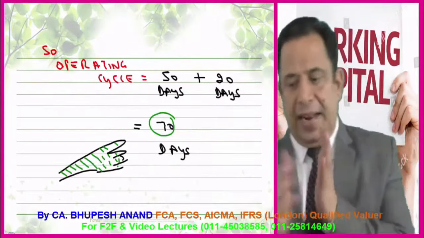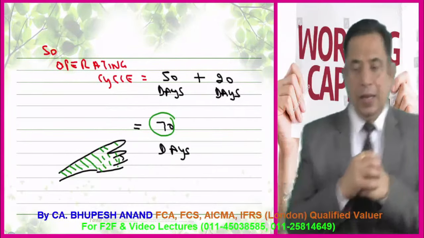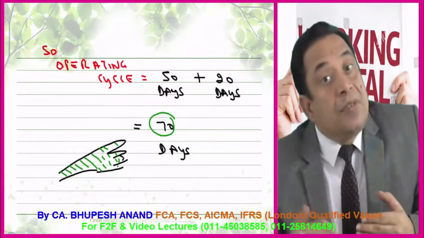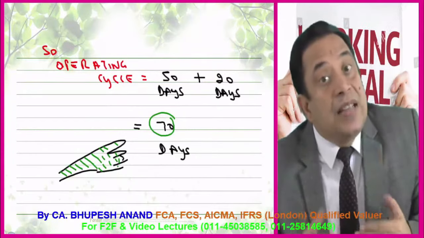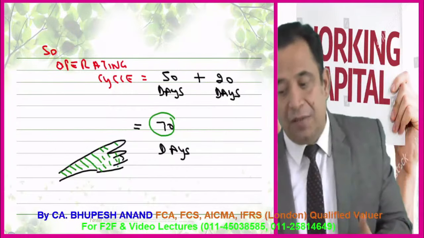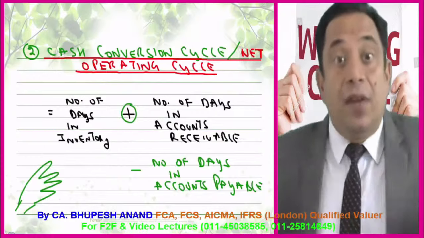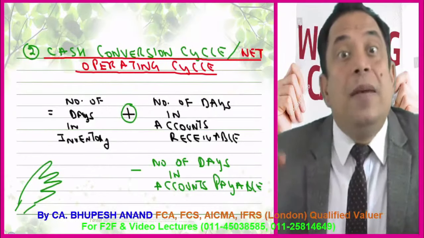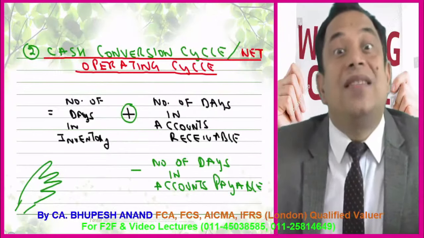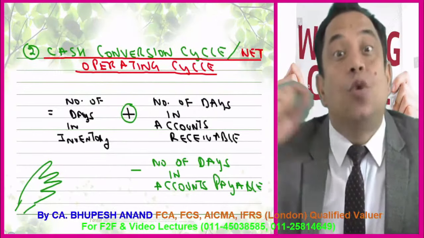Please write down: operating cycle is 50 days plus 20 days. But the implied assumption is that I have paid cash on the same day when I purchase inventory. In real life, we also get some credit. So we will be calculating the cash conversion cycle, that is, how much time period this entity requires from converting cash to cash.